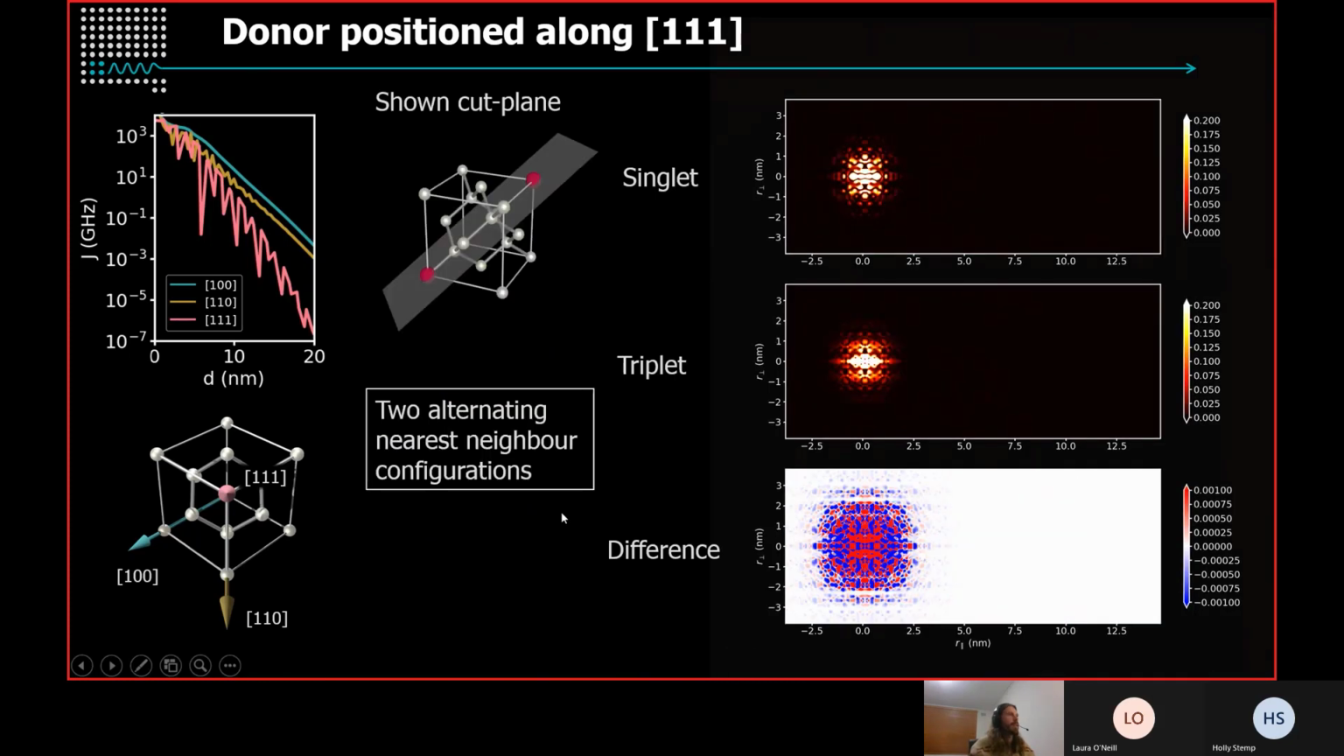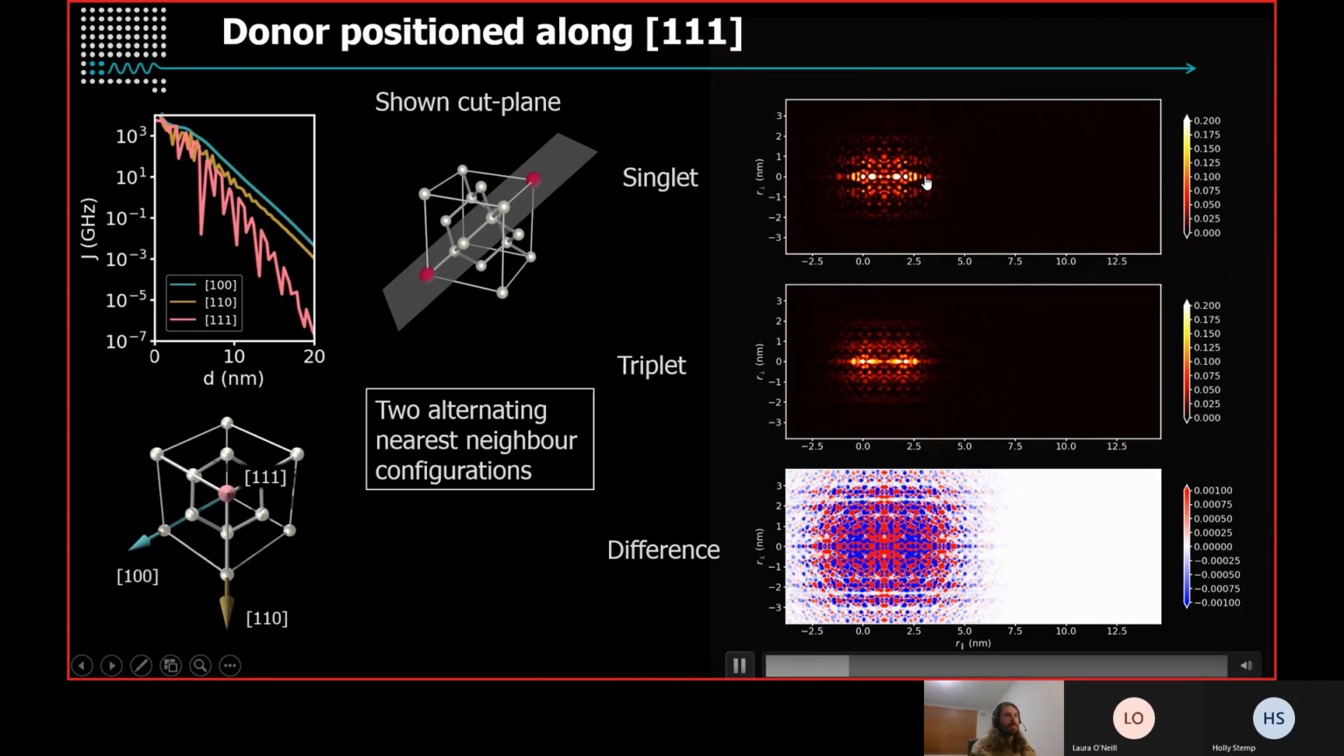Finally, if we go along the 111 direction, here I had to plot a different cut plane, because now we go really across the unit cell. So I cut this cut plane here, shown in gray. And the structure looks quite different because we have a different cut plane now.